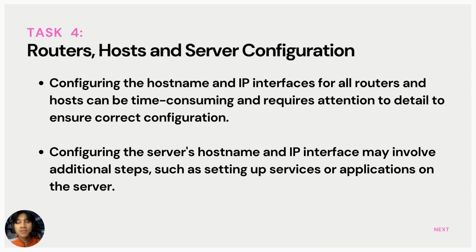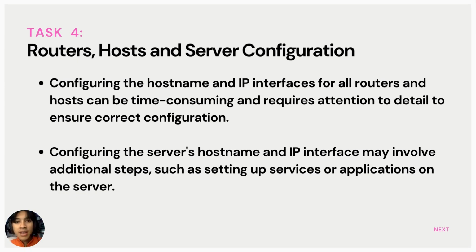This part also presented its own set of difficulties. Configuring the hostname and IP interfaces for multiple routers and hosts was time consuming and demanded accuracy to avoid any misconfigurations. The configuration of the server's hostname and IP interface also required additional steps, such as setting up specific services or applications on the server. This involves a deeper understanding of server administration and network services. For this one, if we missed some part of the configuration, we might lose the connection between routers, host, and server. So for this particular task, all of us needed to concentrate while doing the configuration so that we would not get misconfigurations.